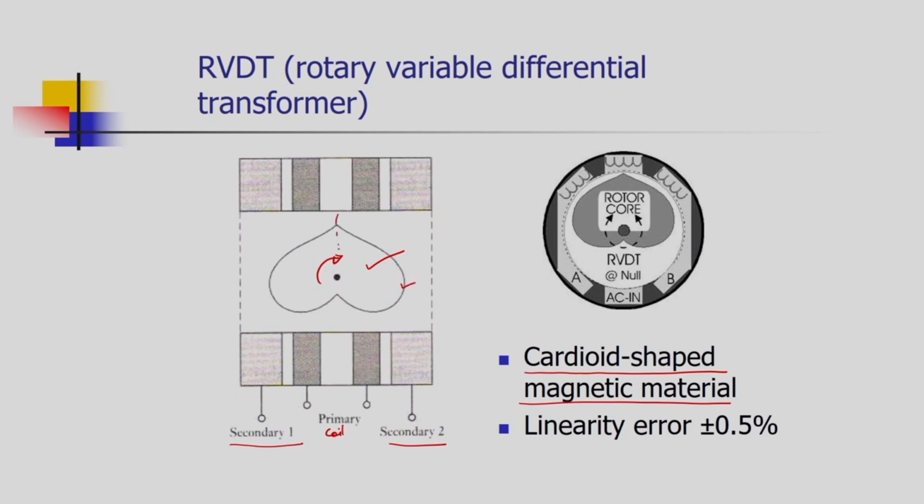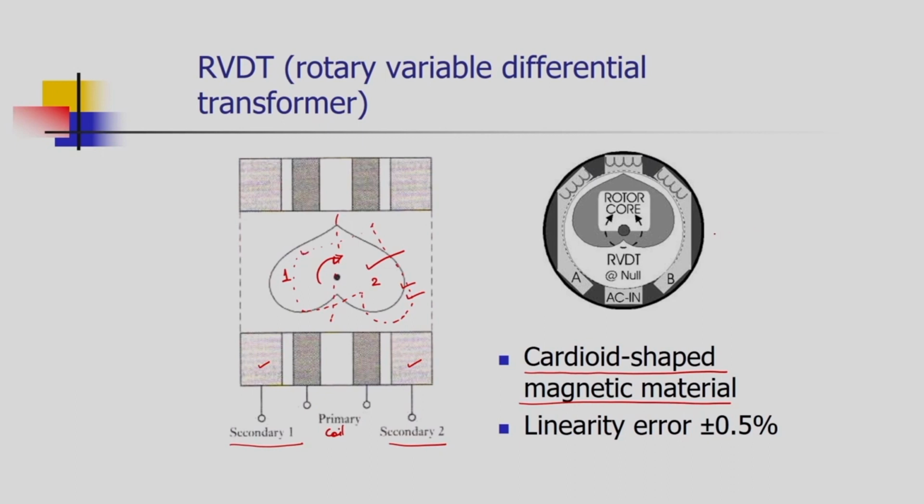As you can see, there is portion number 1 and portion number 2. Portion 1 and portion 2 have equal overlap with secondary coil 1 and secondary coil 2. As the cardioid shaped magnetic core is rotating, then we may have, for example, now in this case you can see there is more overlap for secondary coil 2 than secondary coil 1.